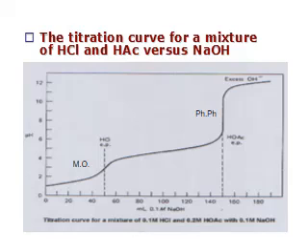To select a proper indicator for this second step, I will select an indicator changing its color in the basic side. So the proper indicator here will be phenolphthalein.